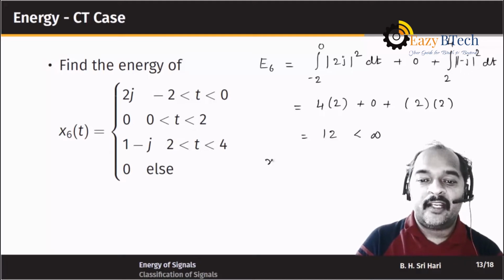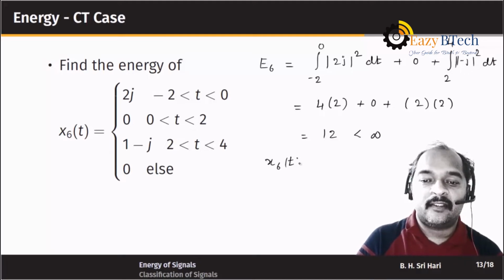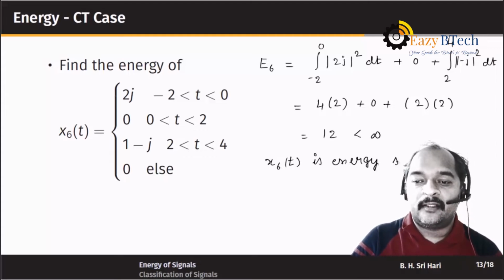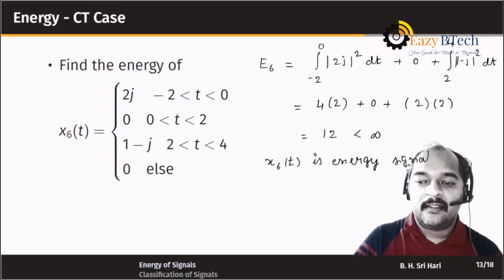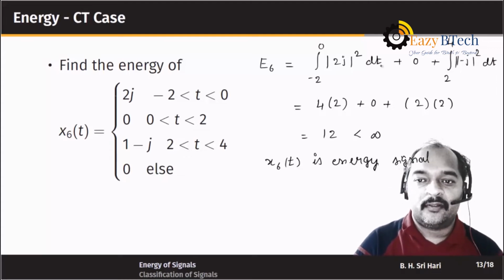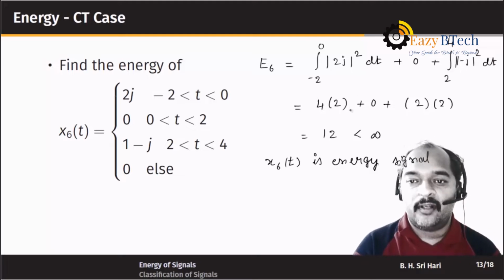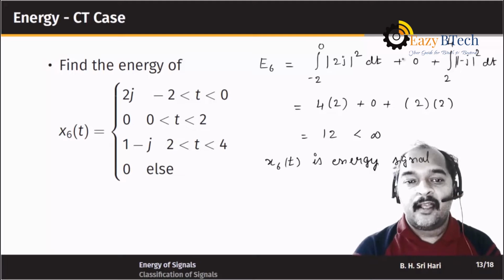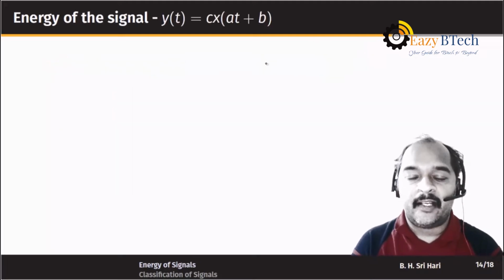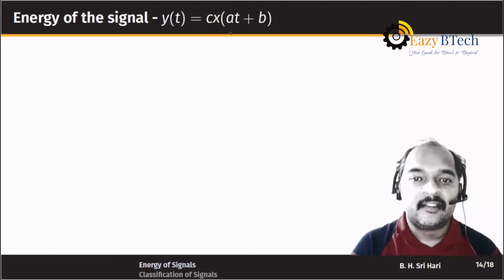again less than infinity, and hence what do we say? x6 of t is again an energy signal. Okay, x6 of t is an energy signal. So in that way, if the signal amplitude is complex, we should make sure that we take the modulus of that amplitude whole square and then do the integration. Okay, so now let us try to evaluate the energy of this generic signal.